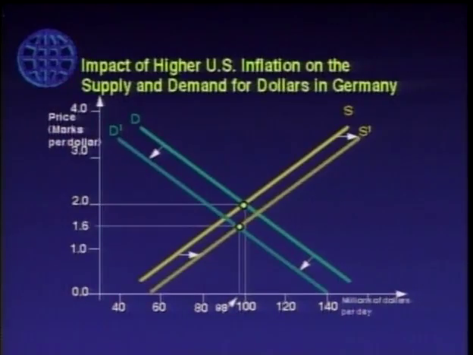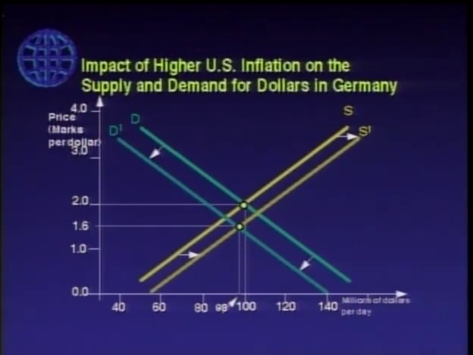Let's look at one last example, and this is one in which the U.S. rate of inflation increases, and let's assume for the moment that the German rate of inflation does not increase. So what happens is U.S. goods become more expensive relative to German goods, which has two effects. One is it means fewer U.S. goods are being bought, and second, it means more German goods are being bought. So we see the effect of that on both sides of the market here.